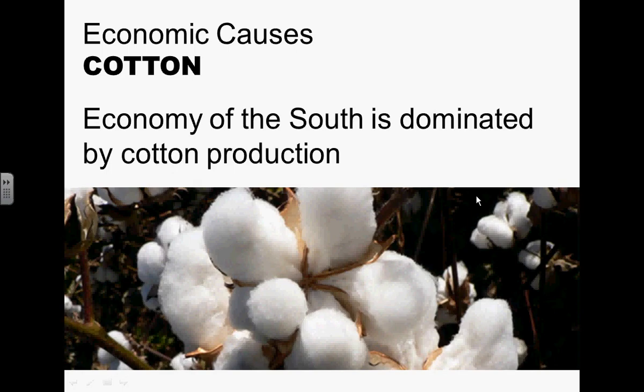Now, the one big advantage that the South does have as far as production, of course, is cotton. The economy of the South is dominated by cotton production. We'll talk a little bit later about how they use this as a bargaining chip to try and bring England into the war because they think that England is going to need the cotton for production. So even though you can't physically use this in war, they are going to use their economic force to try and sway the European countries to come in and help the Confederacy during the Civil War.